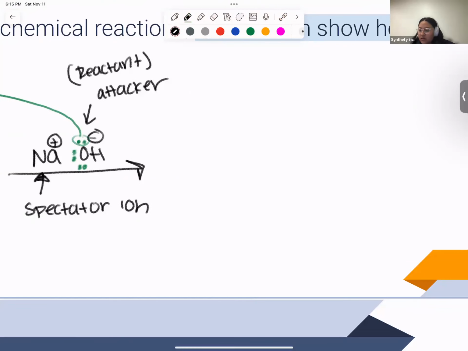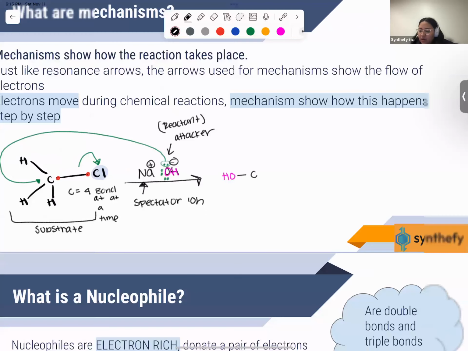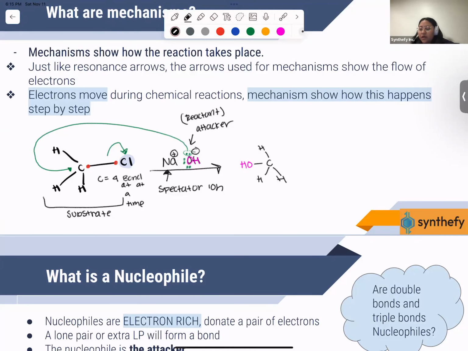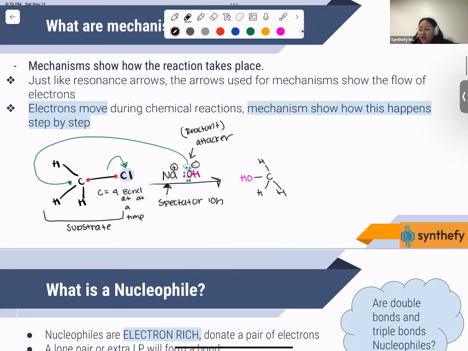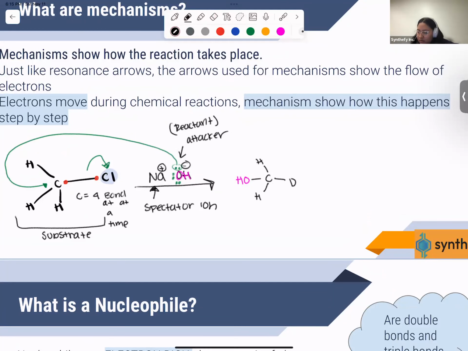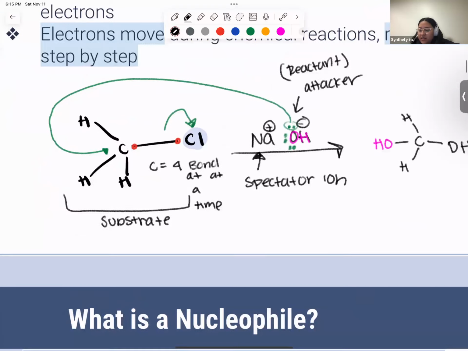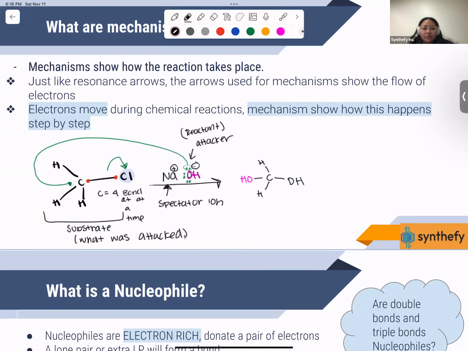So let's draw the product of this reaction. Well, let's label OH in pink. So that would go here. And as we just mentioned, it would be making a bond to carbon. Okay, that's the new thing that happened. And remember, it still has those three hydrogens it was attached to. So everything's the same, except now the chlorine was replaced by the OH. And that OH attacked that carbon. The reactant, which was NaOH, was the attacker, and the substrate was basically what was attacked. So that would be a product.